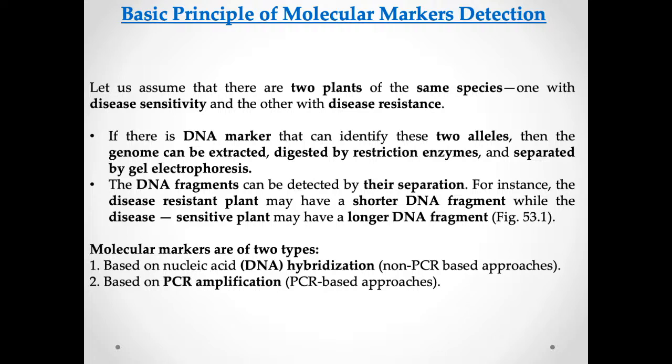If there is a DNA marker that can identify these two alleles, then the genome can be extracted, digested with restriction enzymes, and separated by gel electrophoresis. DNA fragments can be detected by their separation. For instance, a disease resistant plant has a shorter DNA fragment, and a disease sensitive plant has a longer DNA fragment. So we can differentiate between these two.